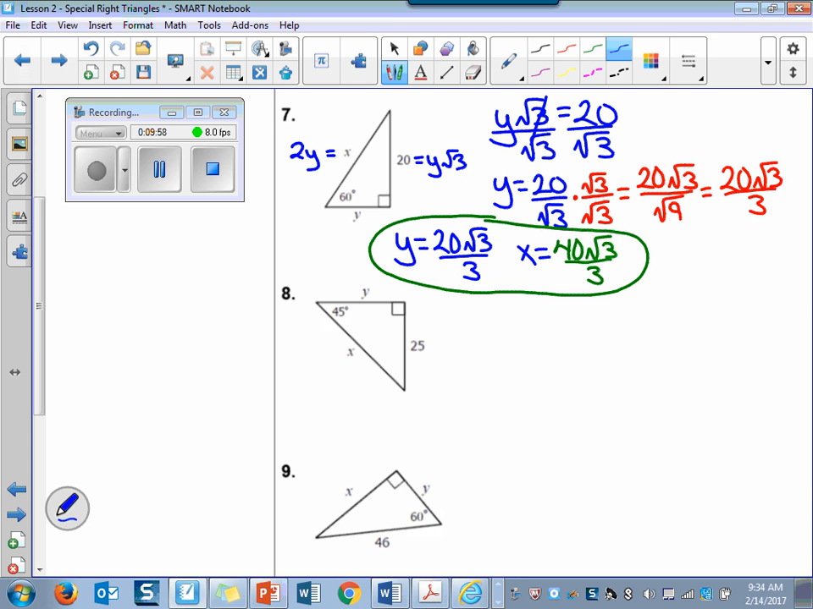All right, number 8 is a 45, 45, 90, and they gave me a leg. So y is 25 because both legs are the same, and x will be 25 times the square root of 2.